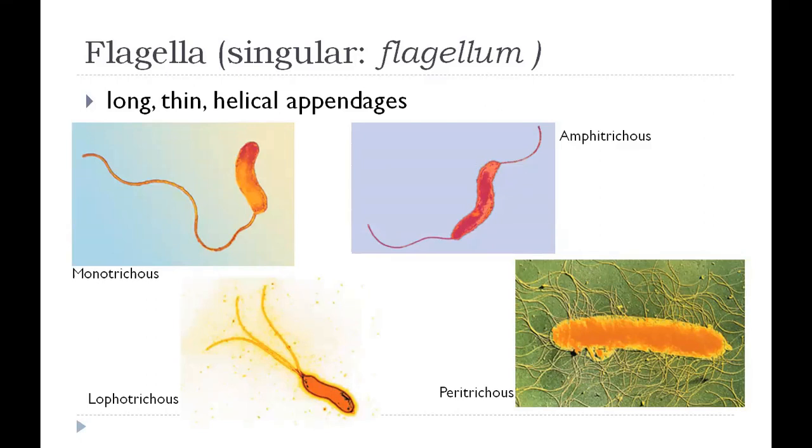Based on the position and number of flagella, there are different types of bacteria. It can be monotrichous when it has only one flagellum at only one end. It can be amphitrichous when it has two flagella, one at each end. It can be lophotrichous when it has more than one flagellum, all at one end. And it can be peritrichous when it has flagella around the entire body, all over the surface of the bacterial cell. When a bacterial cell does not contain any flagella, it is termed atrichous.